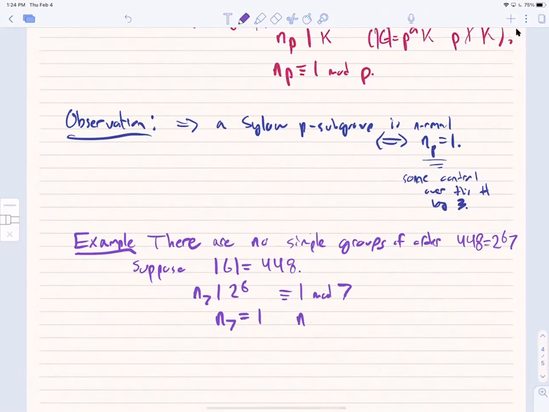But that's not the only possibility for n_7, because 2 cubed, which is 8, is also congruent to 1 mod 7 and still divides 2 to the 6. So I could have 8. And similarly, I could also have 2 to the 6 itself. 16, 32, 64. 2 to the 6 is 64. Sorry.